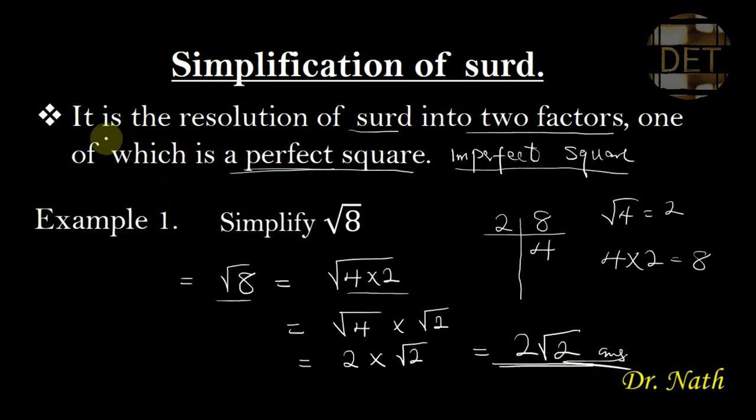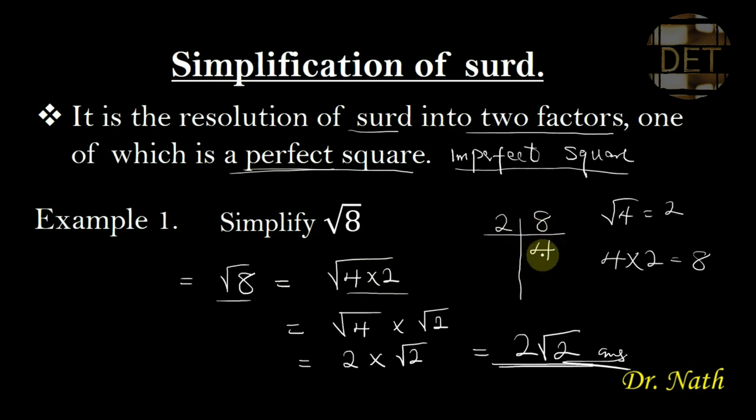Simplification of a surd, like I said, is the resolution of a surd into two factors, one of which is a perfect square. So we have resolved this into two factors, one of which is a perfect square, 4 is a perfect square, 2 is an imperfect square. And how do we do this factorization? This resolution is by factorizing the number, dividing the number until we get a perfect square.